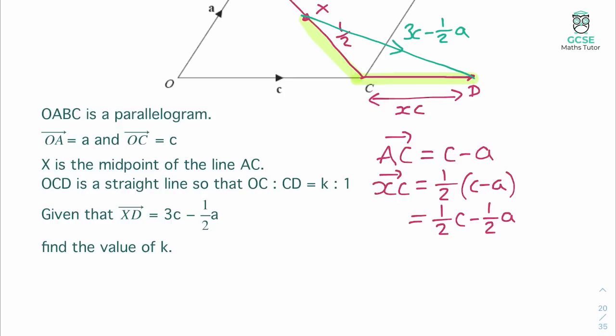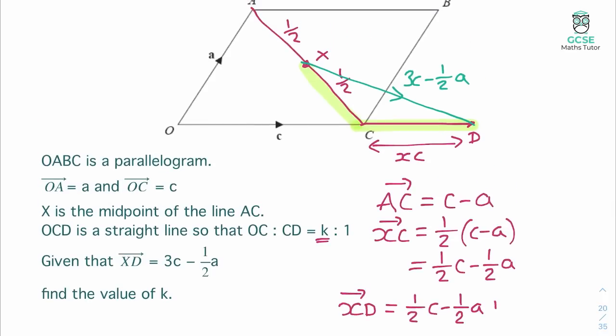You can use any letter. I was going to use k, but that's also in the question as well. So I'm going to avoid that. I'm just going to use the letter x. So from x to d, on our end, that would be from x to c, which we've just worked out, a half c minus a half a. And we're going to add to that a certain amount of c that we don't know.